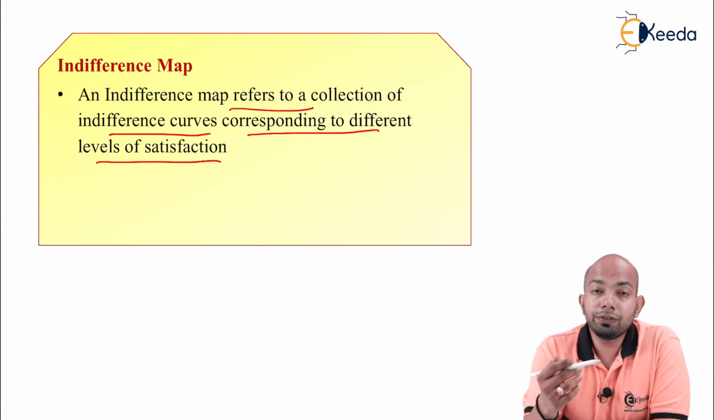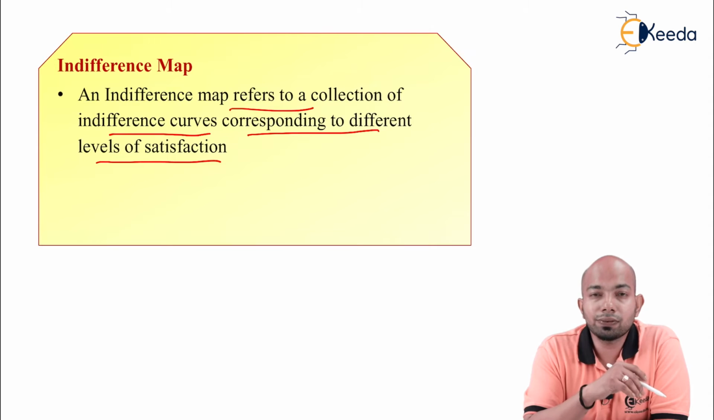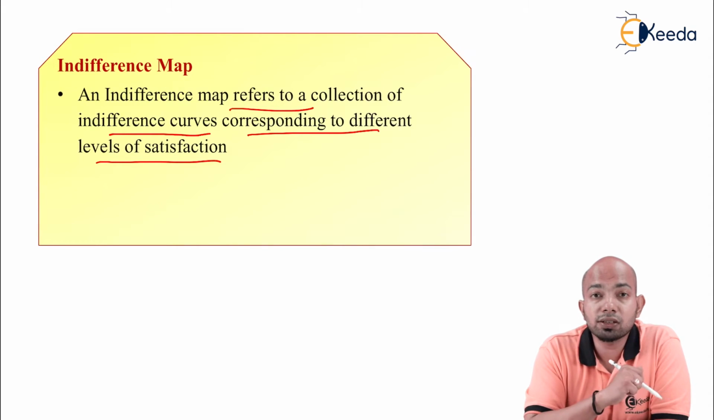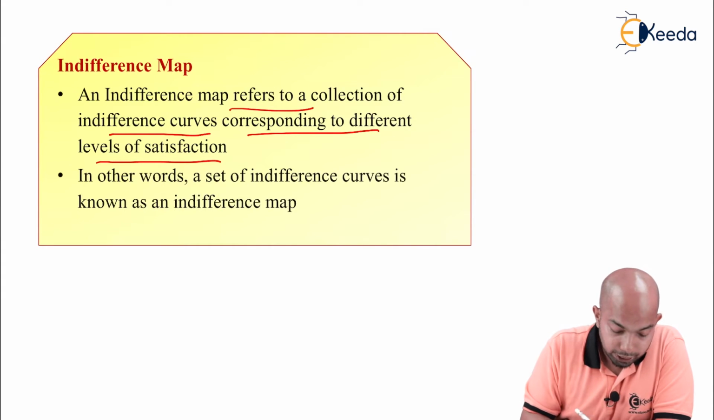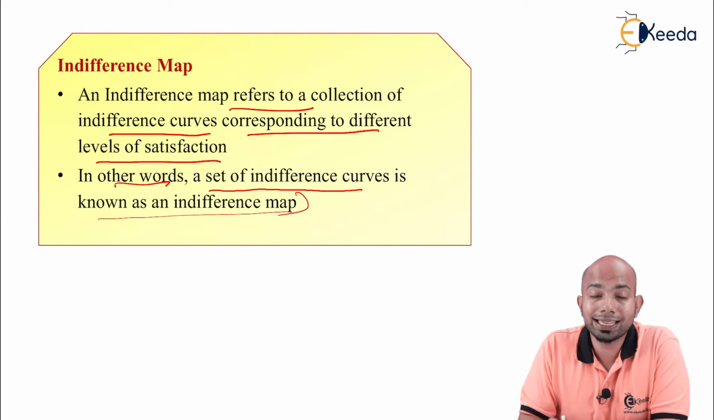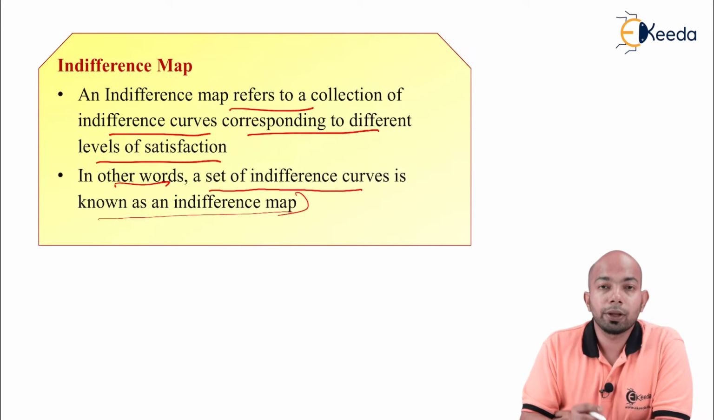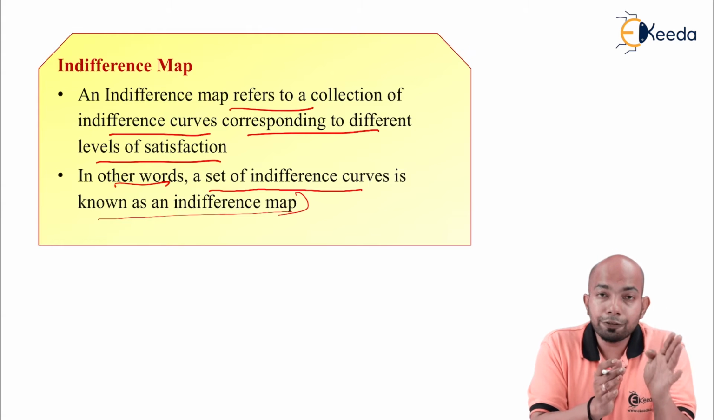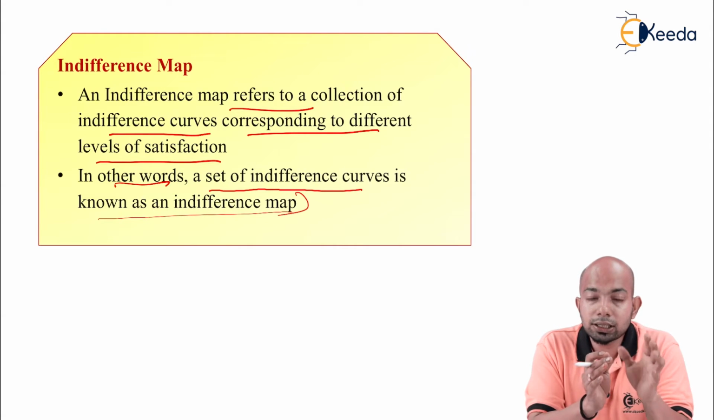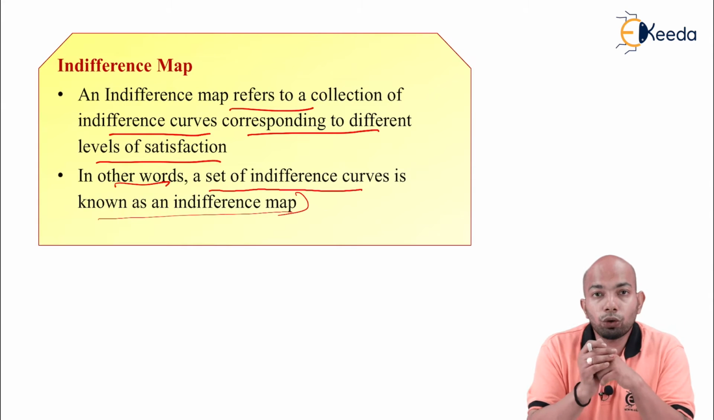Every indifference curve is giving you a different level of satisfaction. Hence, the map is giving you an overview of the different levels of satisfaction that a consumer would have. In other words, a set of indifference curves is known as an indifference map. This is the simplest explanation, and the basic example. Let's read on.